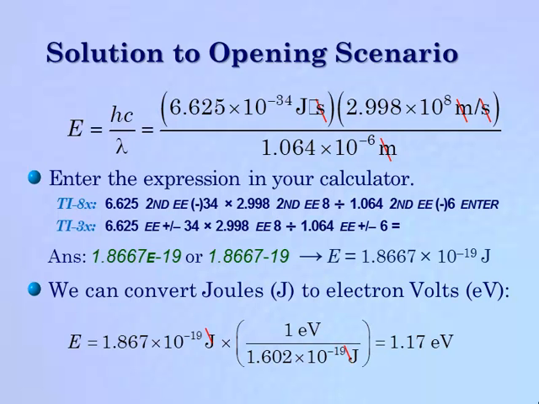And we can also convert joules to electron volts by multiplying by a unit ratio: 1.867 times 10 to the minus 19 joules times 1 electron volt per 1.602 times 10 to the minus 19 joules. The joules will cancel, leaving us with electron volts, and if you enter that expression into your calculator, you will get 1.17 electron volts.